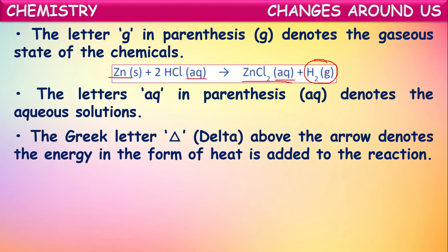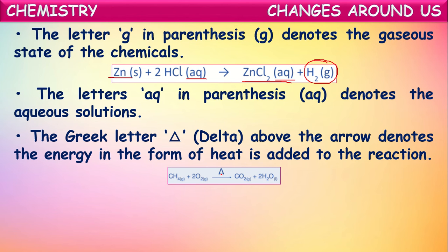And the Greek letter delta above the arrow mark denotes that energy in the form of heat is added to the reaction. So often in certain chemical reactions on the arrow mark we observe a symbol which is called delta, which looks like a triangle. See here in this reaction, delta is shown on the arrow mark. This is pronounced as delta. This represents that heat energy is supplied for this reaction to occur. Heat is given to this reaction for occurring. That is represented with the symbol delta.